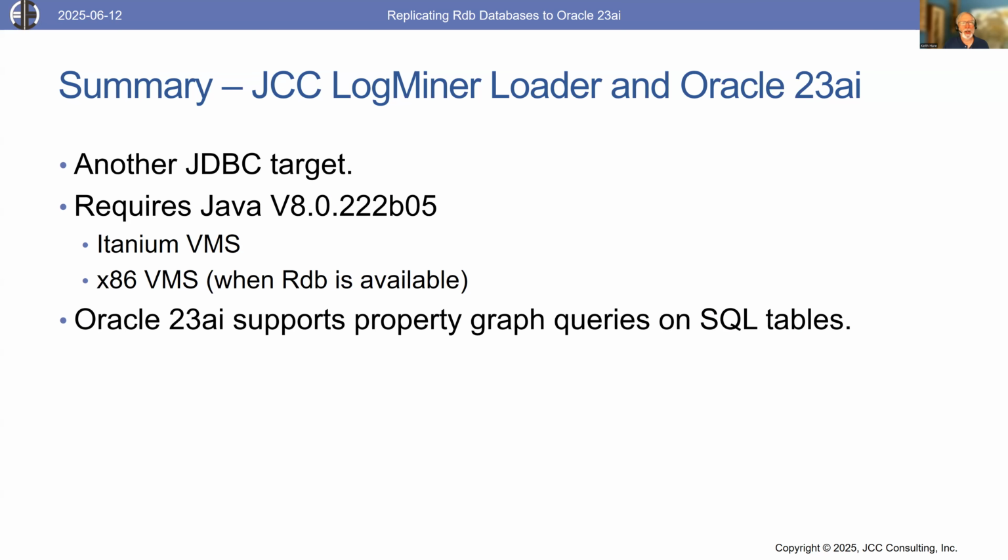In this case, we are using Java 8.0.222 something on Itanium VMS. We will be able to do this also on x86 VMS when RDB is actually available there. And as I said in the last couple of slides, Oracle 23 AI supports some interesting capabilities for doing property graph queries on the SQL tables. So that's all there is to setting up a session.